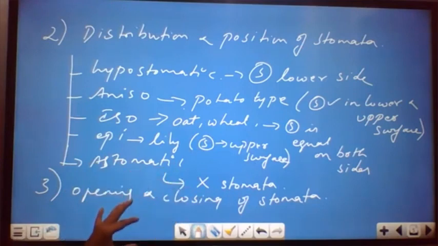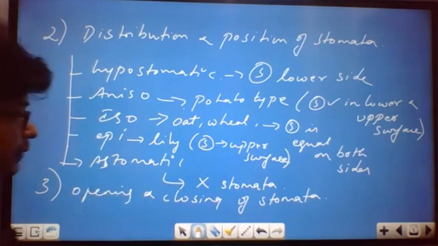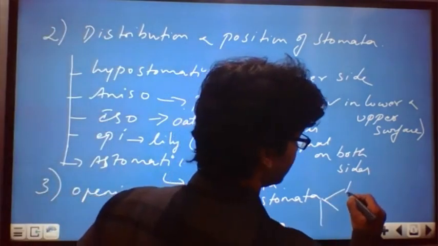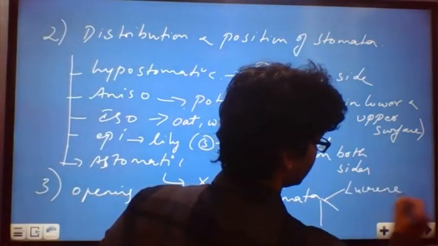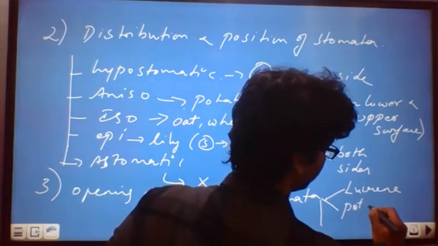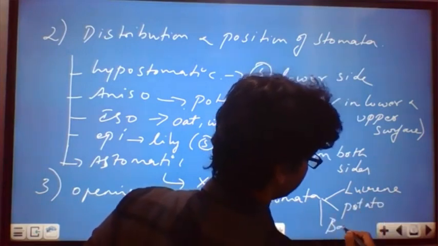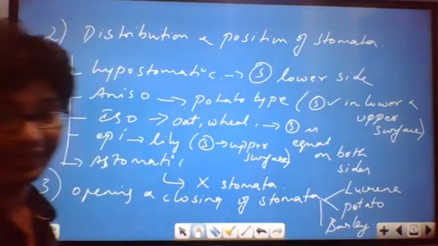Fine. So the last part is the opening and the closure of the stomata. We have three types: lucerne type, potato type, and the last one, barley type.